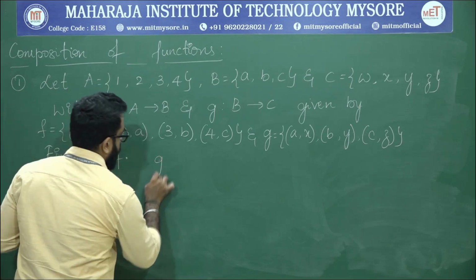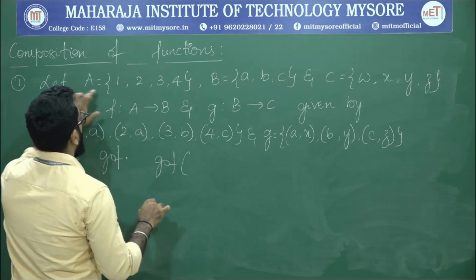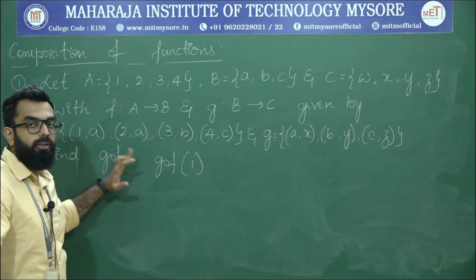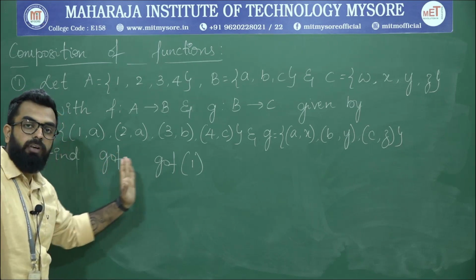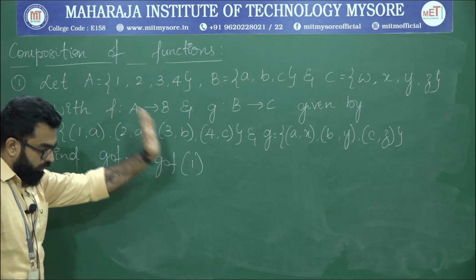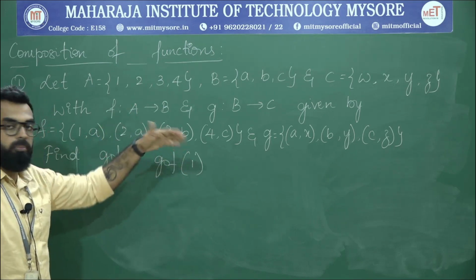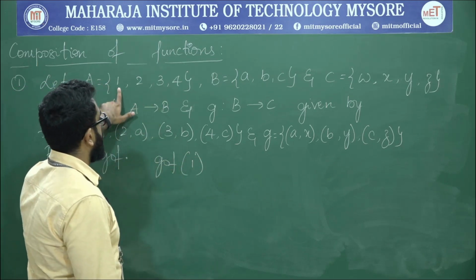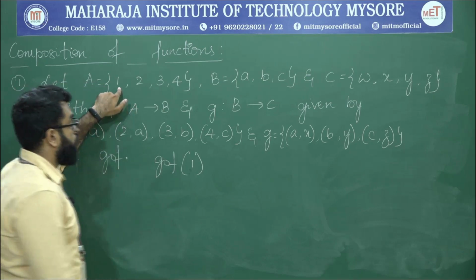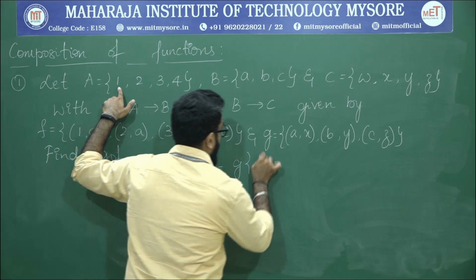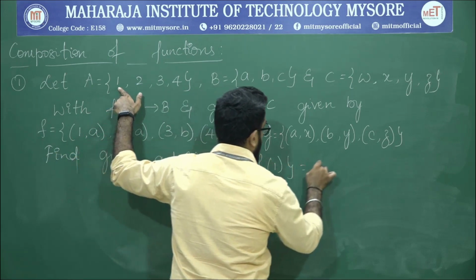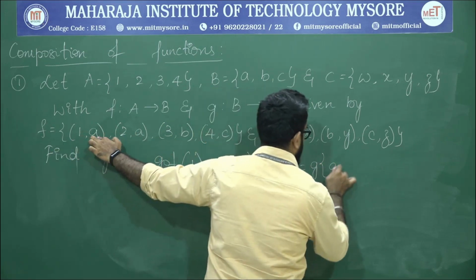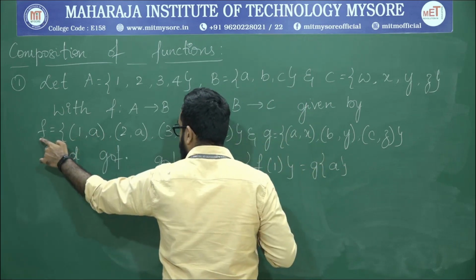So how do we do that? (g∘f)(1), because we know that this is the composition function that is asked. f is defined from A to B and g is defined from B to C, so g∘f is the composition of functions from A to C. So 1 is an element of set A. So (g∘f)(1), how do we define this? g(f(1)). So what do we understand? g of what? What is f(1)? f(1) is a, right? 1 is mapped to a under the function f.